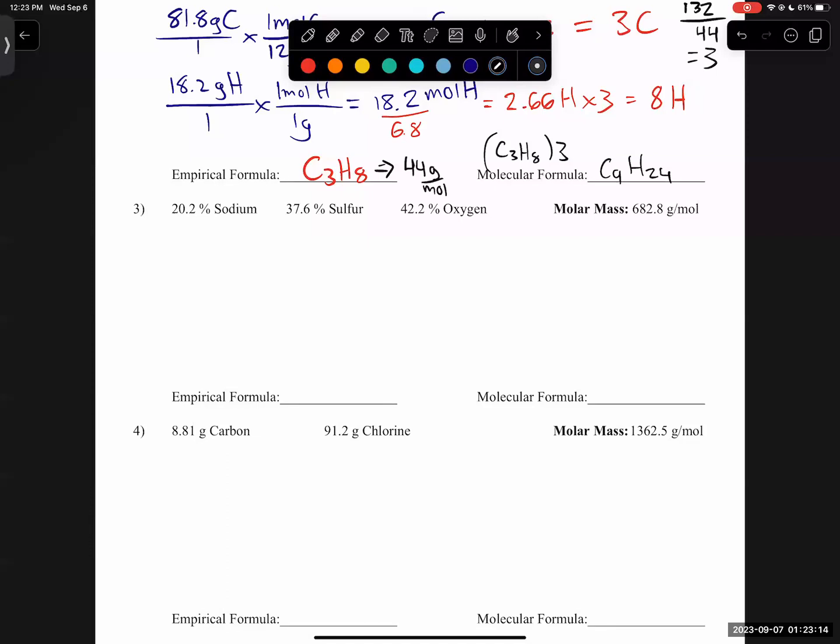I wrote the percentages on the board in case y'all need to see them again, and the molecular mass, the molar mass, is 682.8.